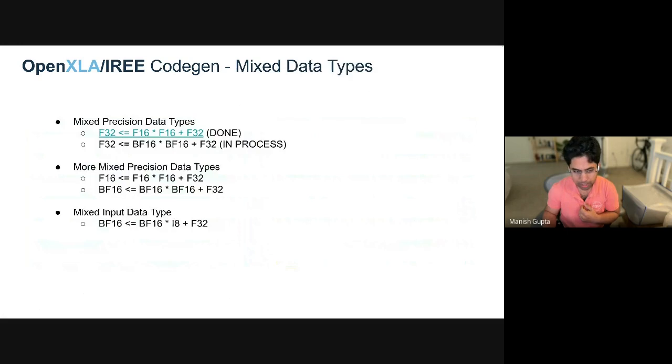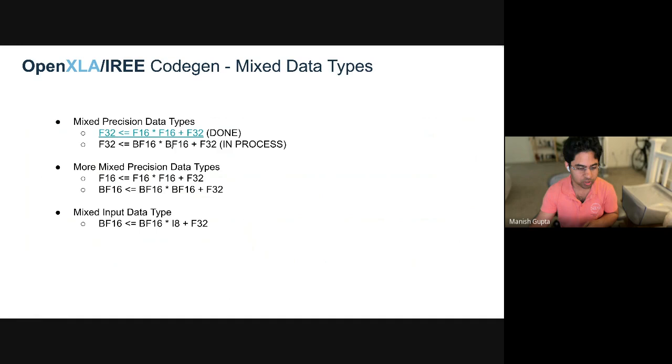And then we are focusing on mixed data types. I would like to classify mixed data types as mixed precision data types and mixed input data types. Mixed precision data types are where your input, accumulation and output data types are different, which is shown like the first one, FP16 input, FP32 accumulation, and then FP32 output. This is almost done and should be merged maybe today or tomorrow.